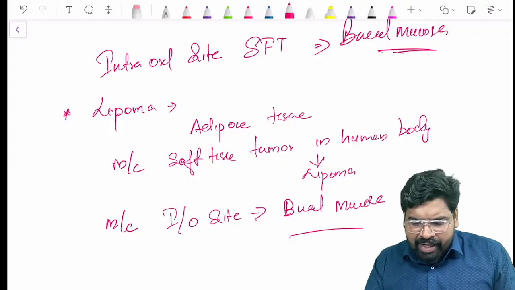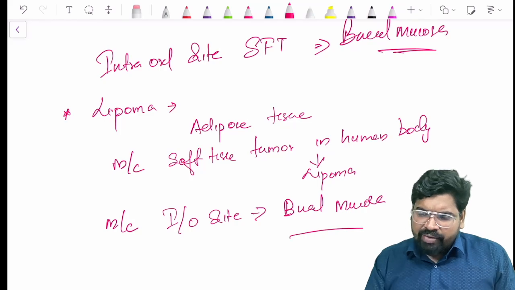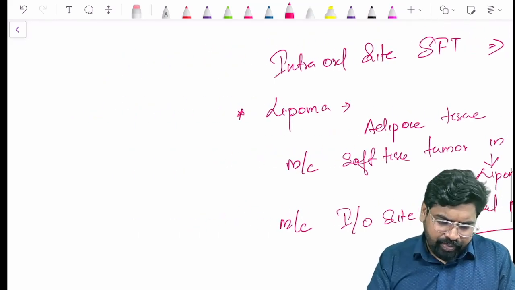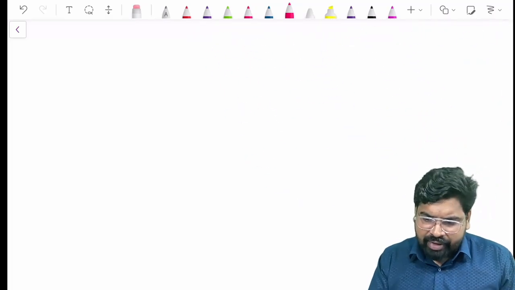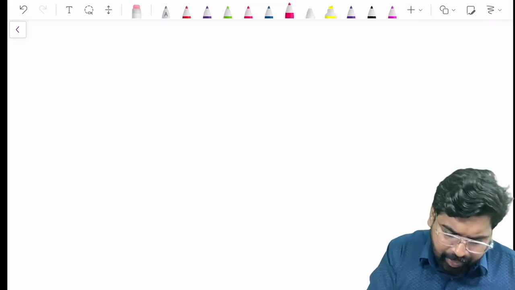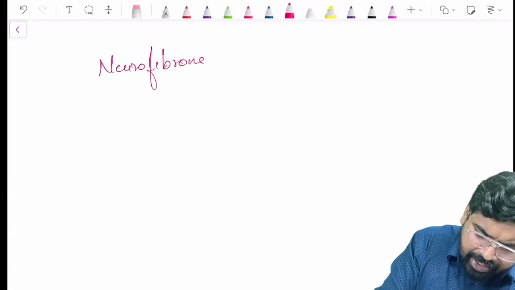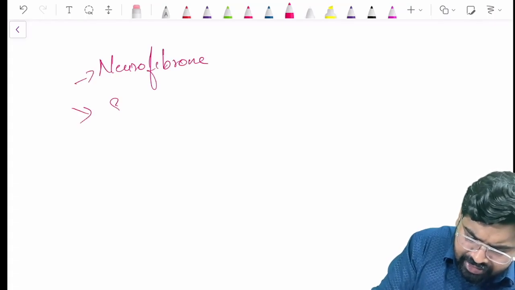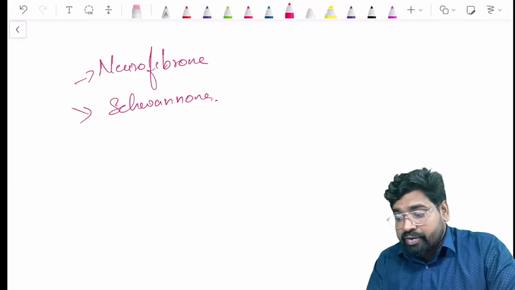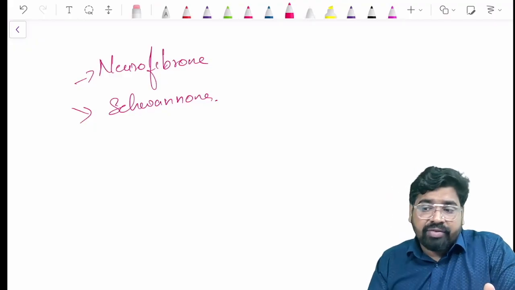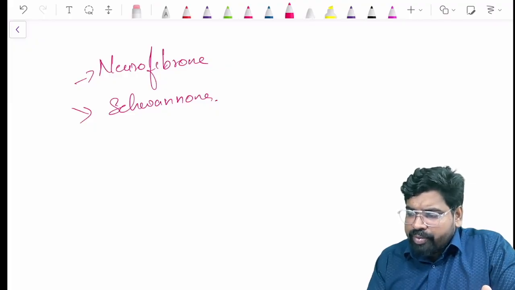Now there is another lesion here that is called neurofibroma. I will cover neurofibromas and schwannomas. Let's see what is there in a neurofibroma. Neurofibroma and schwannoma are the benign tumors of your nerves. Benign tumors of your nerves are neurofibromas and schwannomas. Now, what is there in neurofibromas and schwannomas?